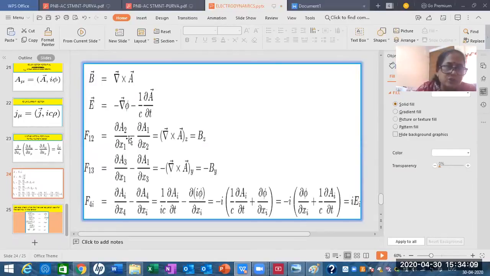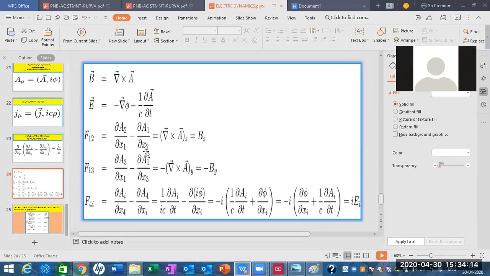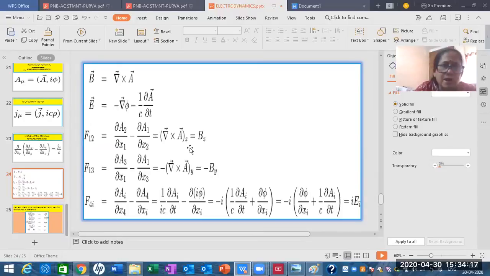So you can actually work this out. Similarly, A is differentiated with respect to x2, and then you can show that it is equal to del cross A with respect to Z. It is nothing but BZ. Similarly, F13 is dou A3 divided by dou X1 minus dou A1 divided by dou X3. It is the negative of this value, that is the Y component. This is written as minus BY. I will show you individually how to do these things. It is just like math. You can work this out.